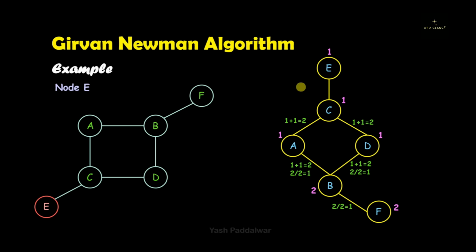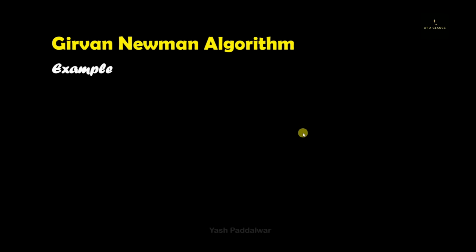Now the next edge is EC. You can see that there are two previous edges to the edge EC, that is CA and CD. Hence add both the weightages of them, that is 2 plus 2, and also add the node weightage of C, that is 1. So 2 plus 2 plus 1 is 5. So I hope it is clear.